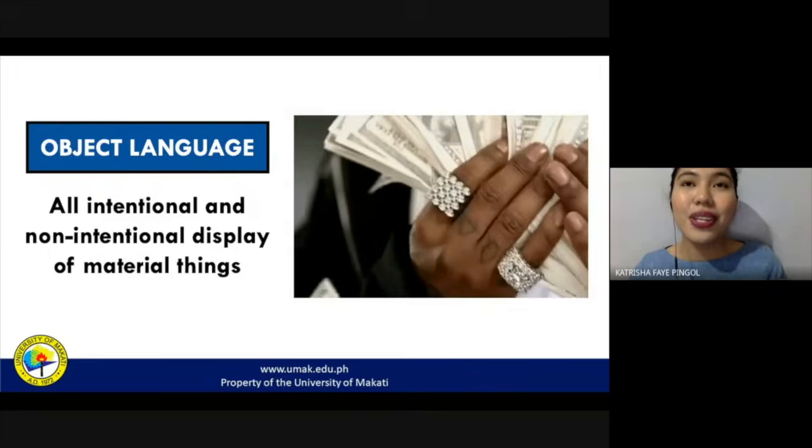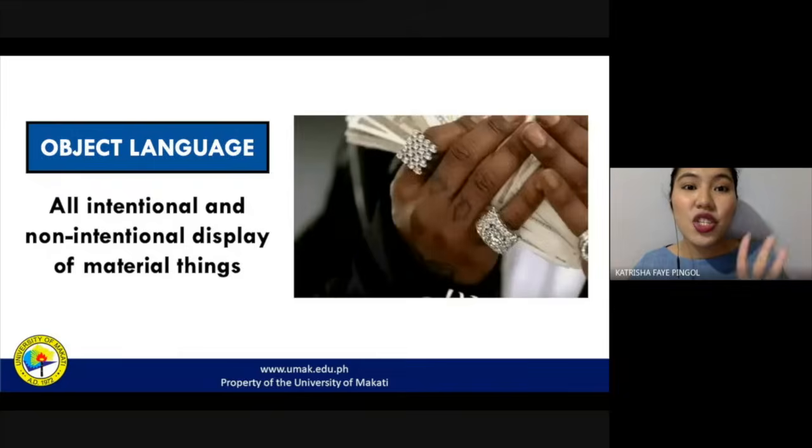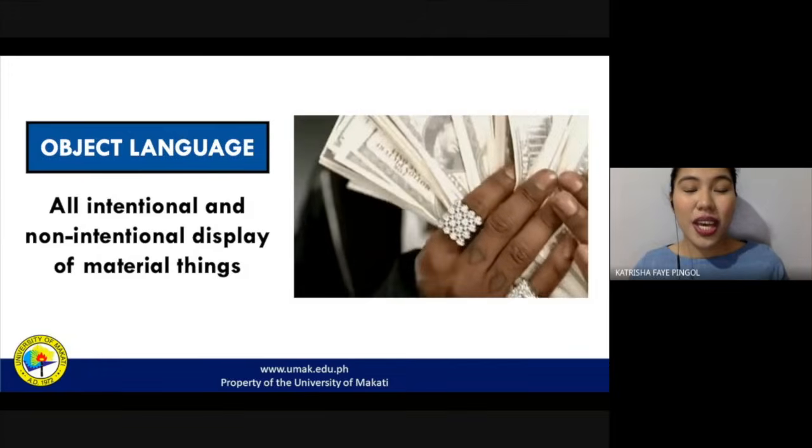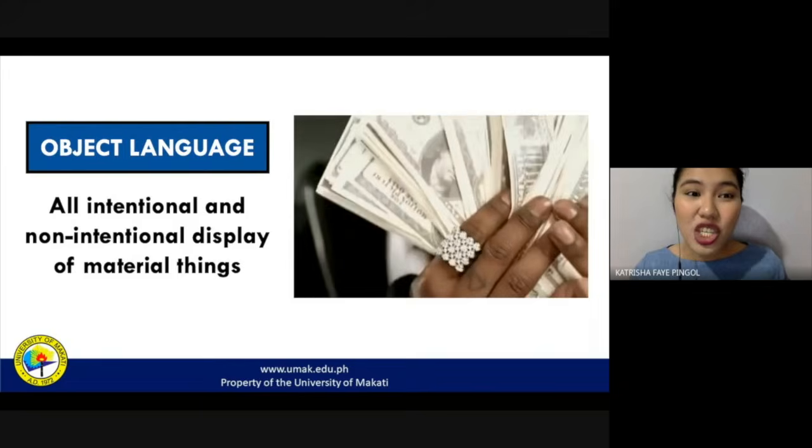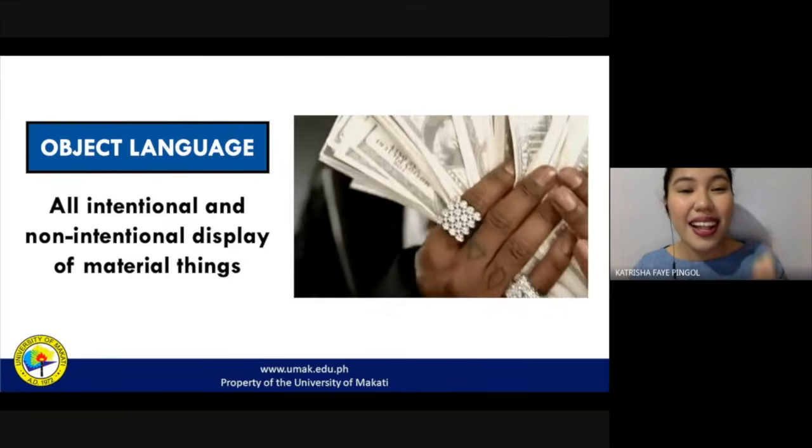Another very good example of this is when someone gets engaged. They wear their ring as a sign of their engagement. So that is object language.